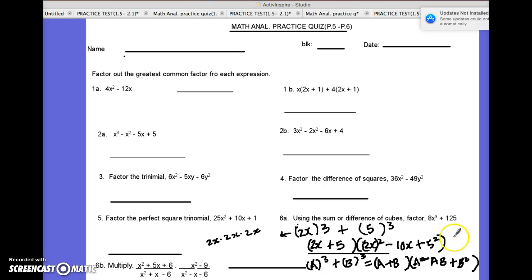All right, and this can be rewritten as 2x plus 5. That's the a plus b part. And the second part is going to be 2x all squared, which would be 2x times 2x, that's 4x squared, minus 10x, and the 5 squared is 25. So that would be the way to factor this sum of two cubes we've got here.